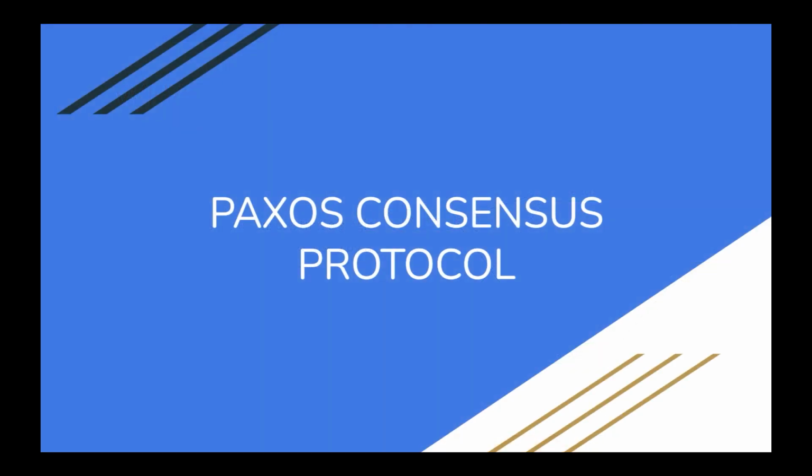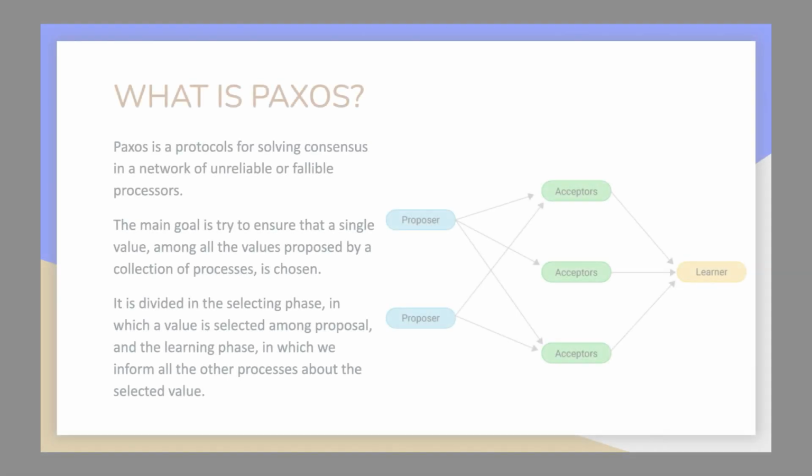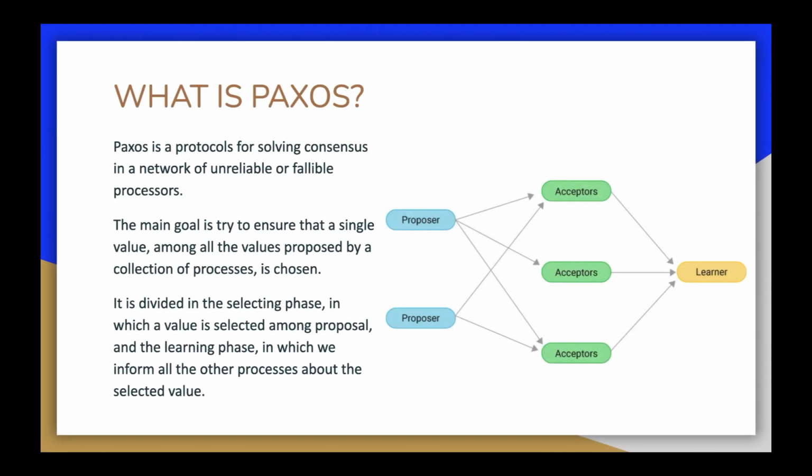One of the most important approaches used in fault tolerance, and one of the most important algorithms, is the Paxos consensus protocol. Paxos is a protocol for solving consensus in a network of possibly fallible processors. The main goal is to ensure that a single value among all the values proposed by some processes is chosen at the end of the entire procedure.